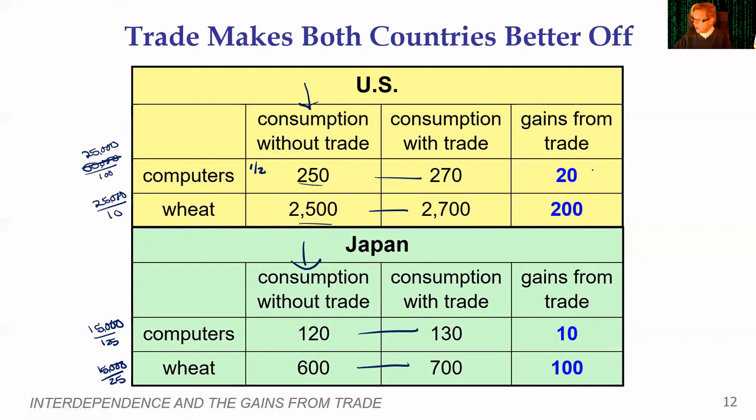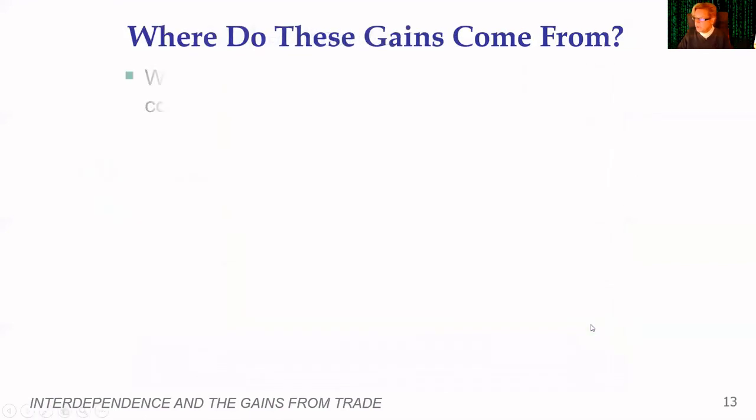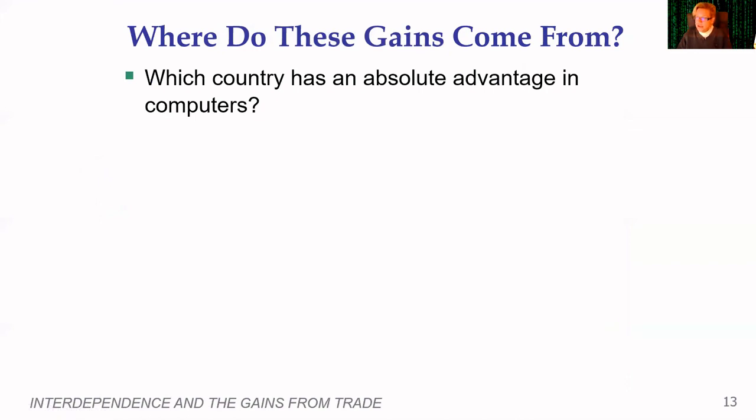So where's our overall gains? Again, the US gets 20 more computers, 200 tons more wheat, 10 more computers in Japan, and 100 more wheat in Japan. So when we looked at this, we said, okay, who has an absolute advantage? Remember, the US had an absolute advantage in both wheat and computers. But remember, absolute advantage has nothing to do with trade. It just says who can produce the most. And obviously the problem was set up funny because the US had way more labor at 50,000, almost double.